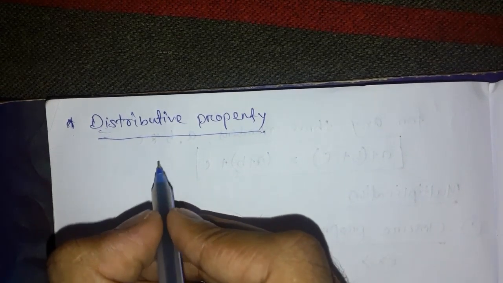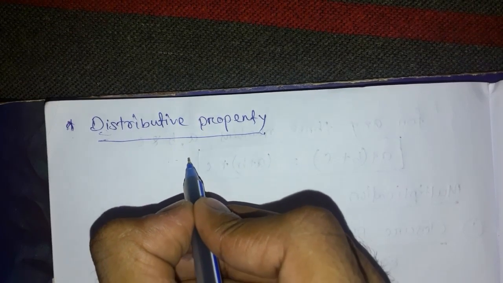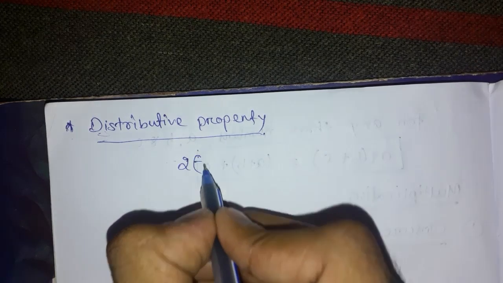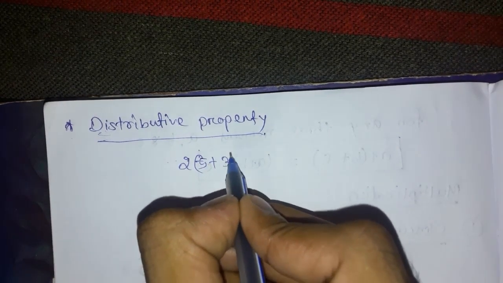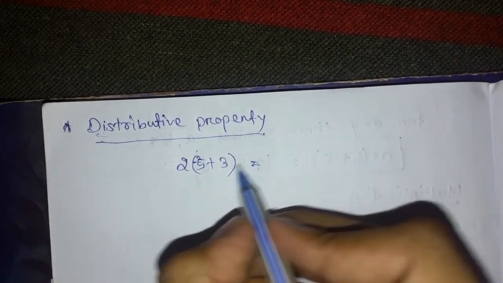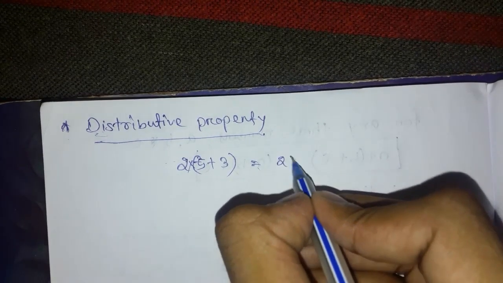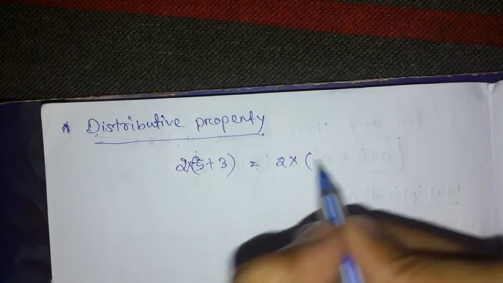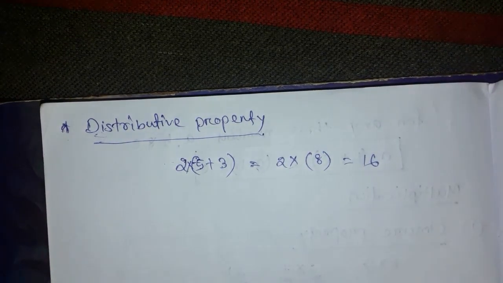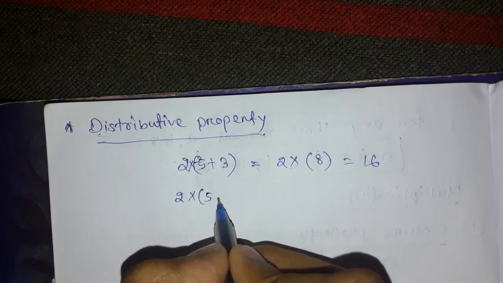Let's see how it works. If I take 2 multiplied with 5 plus 3, what will be the result? 2 multiplied with, in brackets, 5 plus 3, which is equal to 8. 2 into 8, 16.